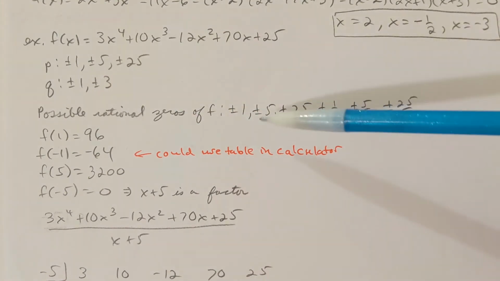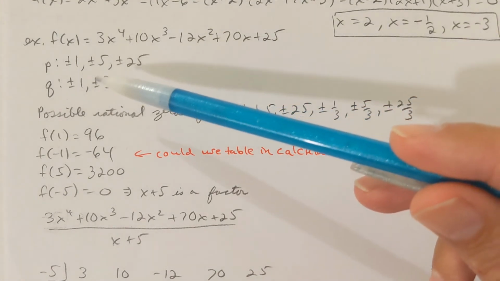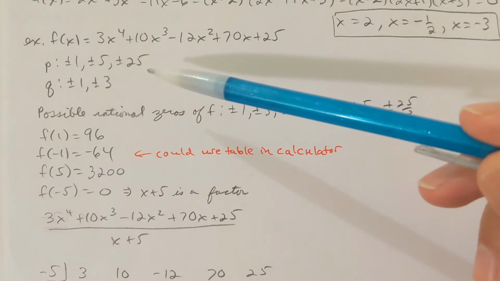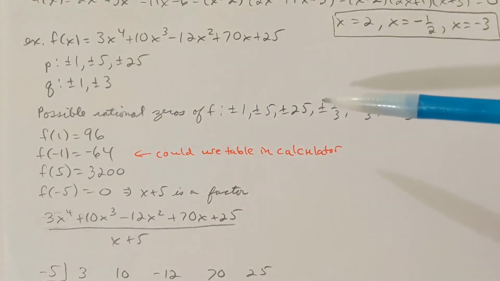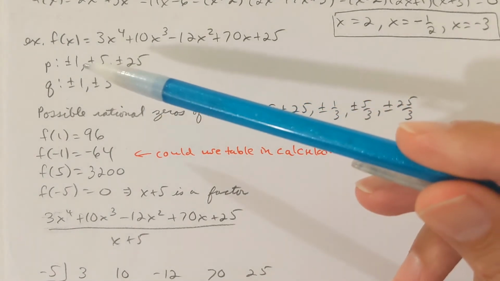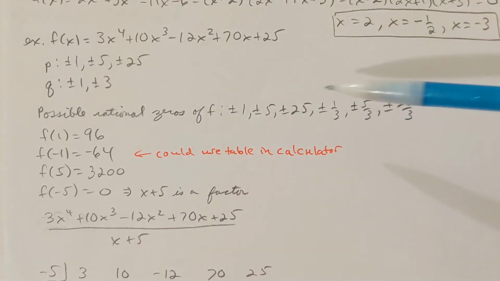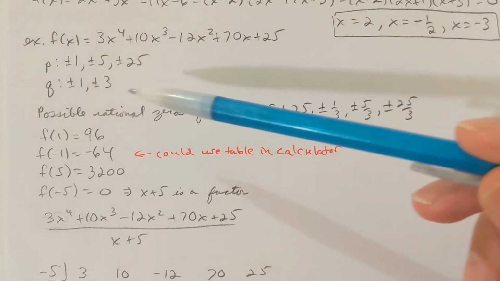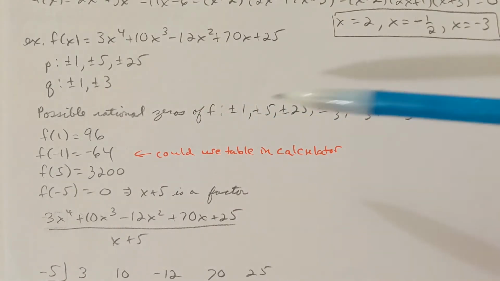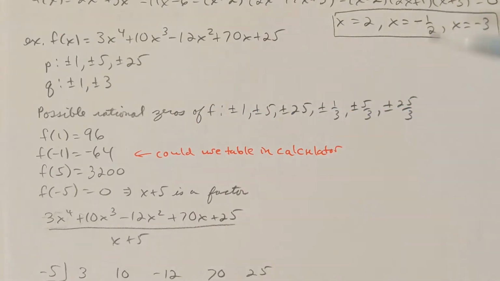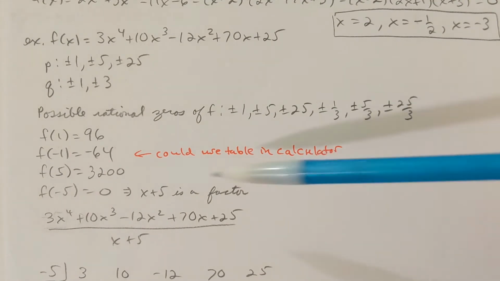Plus or minus 1 over plus minus 1 is plus minus 1. Plus minus 5 over plus minus 1 is plus minus 5. Plus minus 25 over plus minus 1 is plus minus 25. Okay, and then we got plus minus 1 over plus minus 3 is plus minus 1/3. Plus minus 5 over plus minus 3 is plus minus 5/3. Plus minus 25 over plus minus 3 is plus minus 25/3.